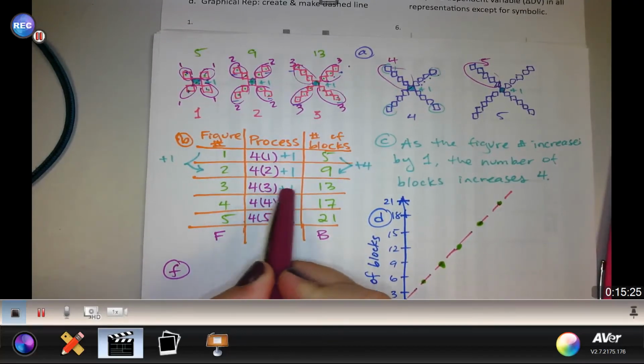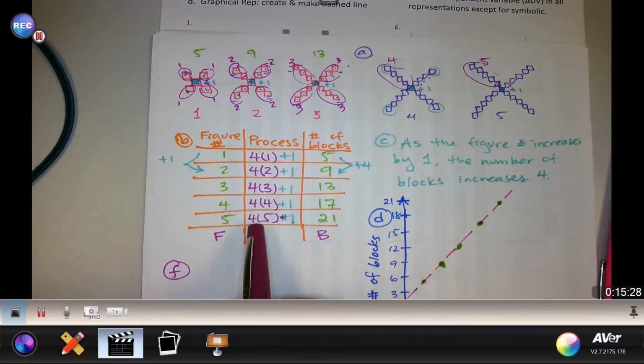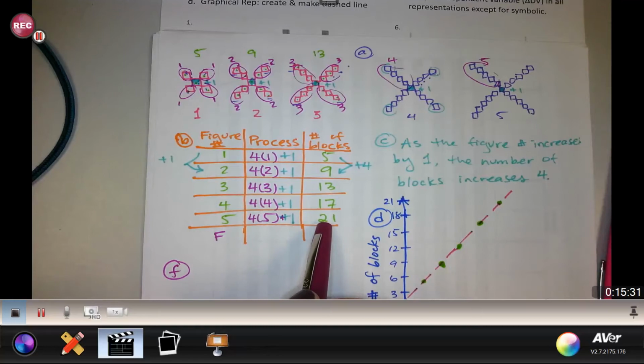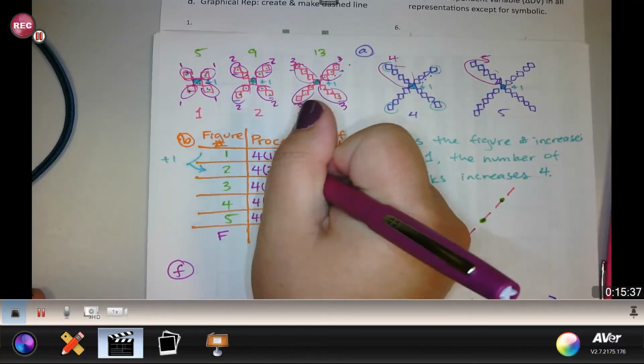And again, all of these work. 4 times 3 is 12, plus 1 more is 13. 4 times 4 is 16, plus 1 more is 17. 4 times 5 is 20, plus 1 more is 21. Great. So then what we do is we keep the things that are the same. So notice we have 4 groups, 4 groups, 4 groups.